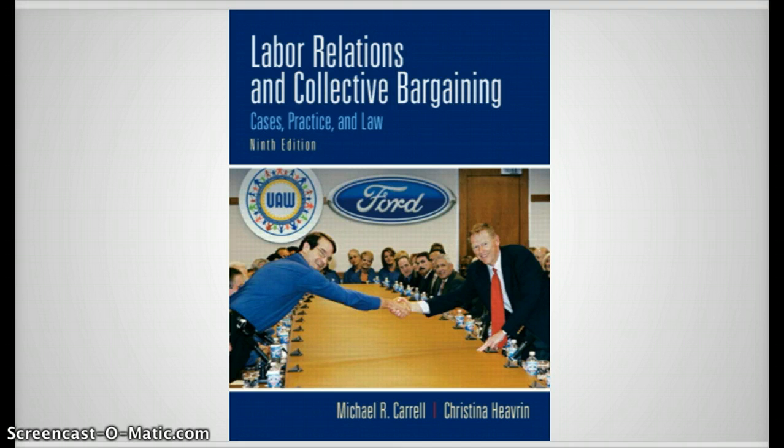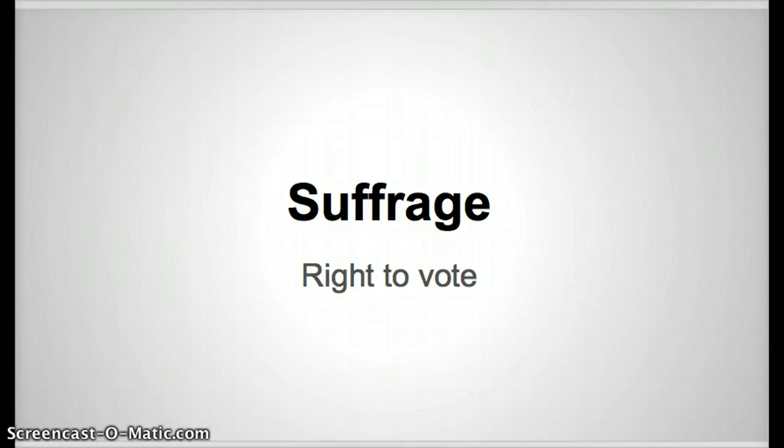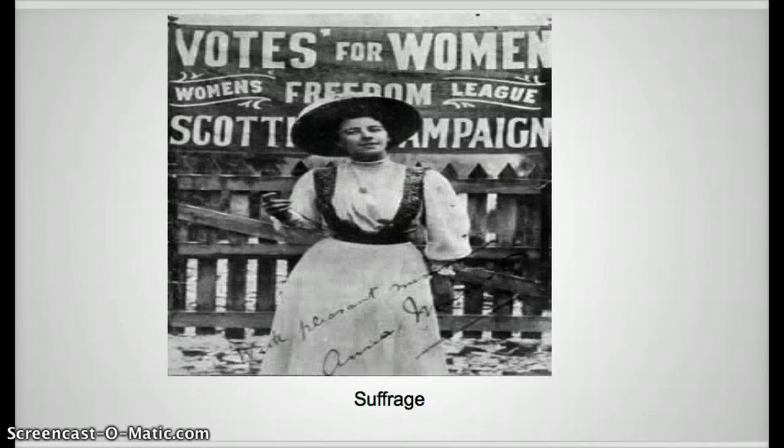One of the movements that comes out of the Industrial Revolution is the suffrage movement, the right to vote. As people get industrialized, more people, working conditions, men get the right to vote. Eventually, women are going to want the right to vote, and they're going to push for it to help fix some of these working conditions.